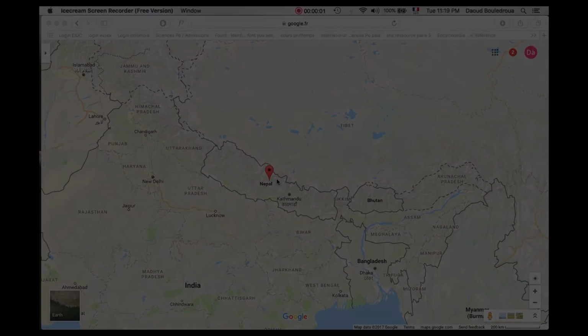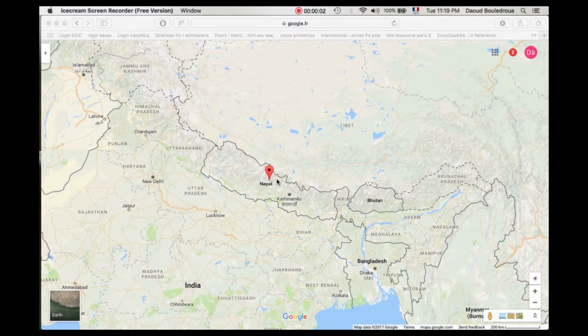Questioning borders is impossible without visualizing them. How do they look in real life, and how do they show on maps? The first border we're looking at is the border between China and Nepal.